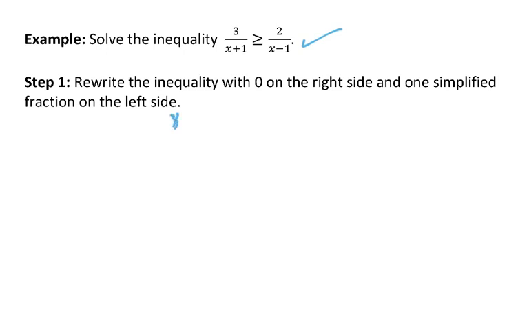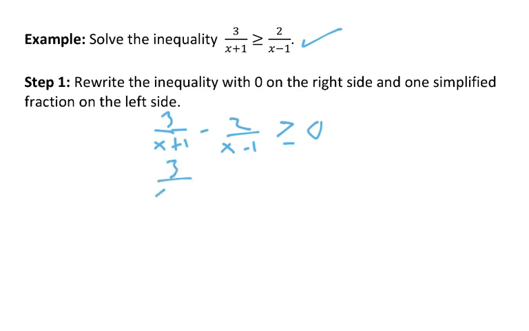Well, for one thing, we are first of all going to subtract 2 over x minus 1 from both sides. So we would get 3 over x plus 1 minus 2 over x minus 1 is greater than or equal to 0. Then we are going to find a common denominator, and that is fairly simple.